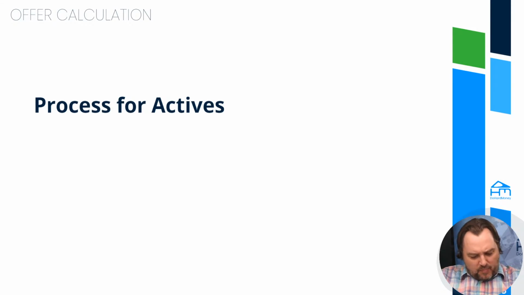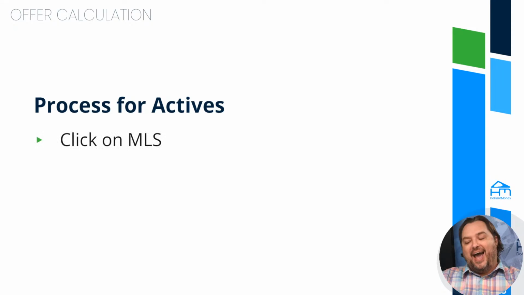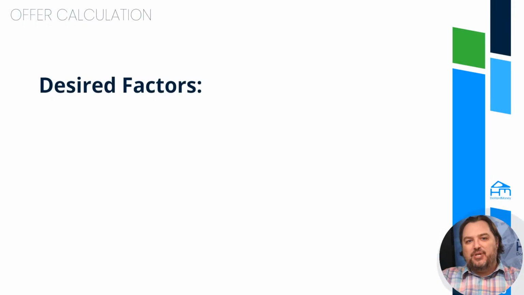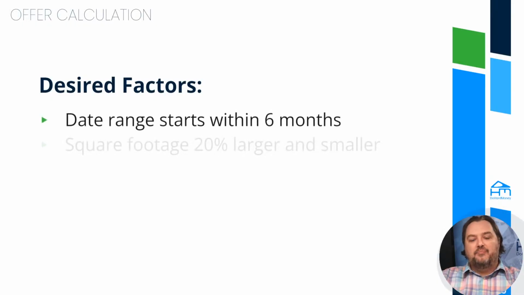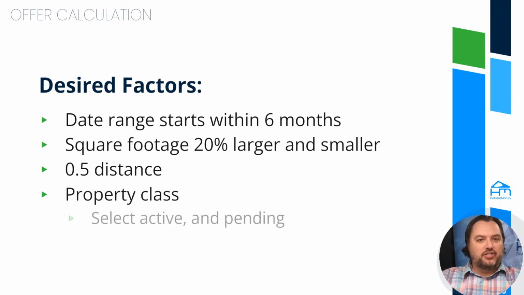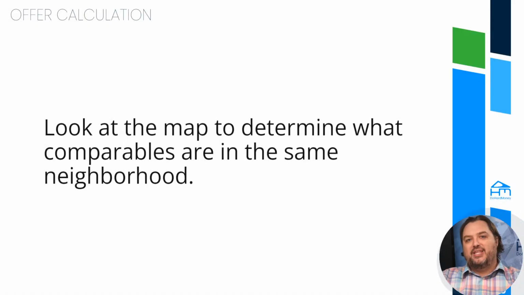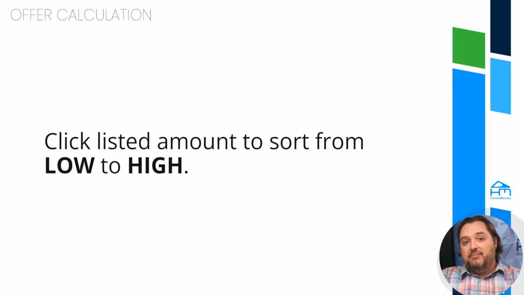Now, you do that with sold properties, and you do the same thing with active properties. It's the same type of thing that we're going for. Date range in 6 months, square footage, same things we talked about, but we're just doing that with an active property list instead of a sold property list. And then you look at the map to determine what comparables are in the same neighborhood. What's in the same neighborhood? What's not in the same neighborhood?